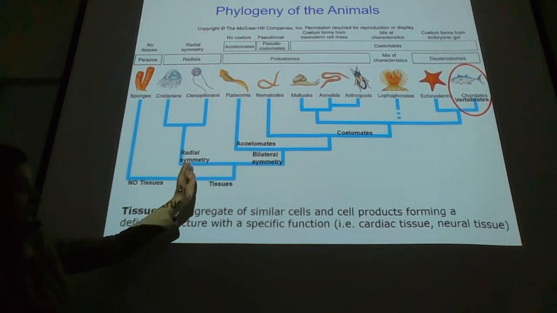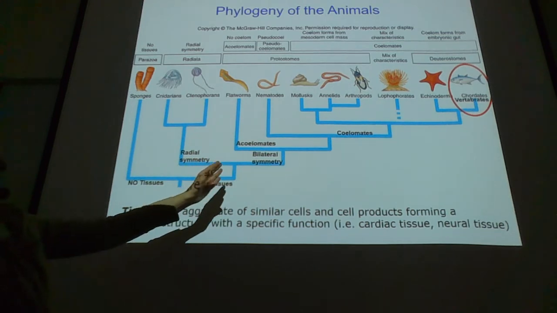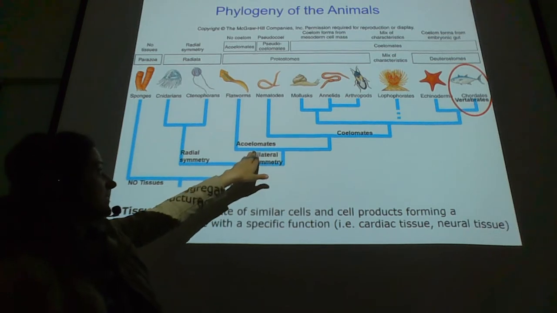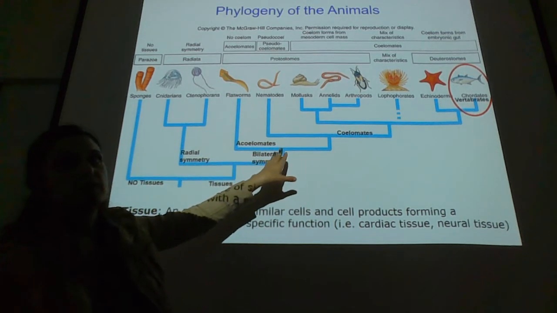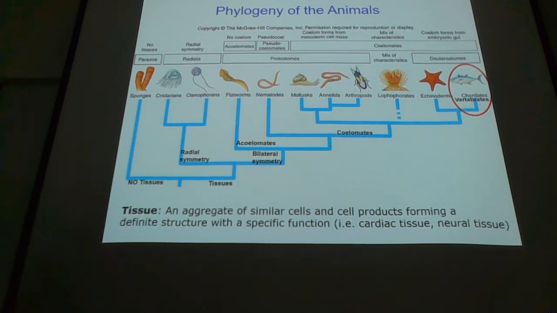Of this lineage that evolves tissues, there is another split, and here it's about the symmetry, radial versus bilateral. Then there is another split, acoelomates versus coelomates. Now you understand how important it is to know these terms and what they mean. Even classification is done on coelom.